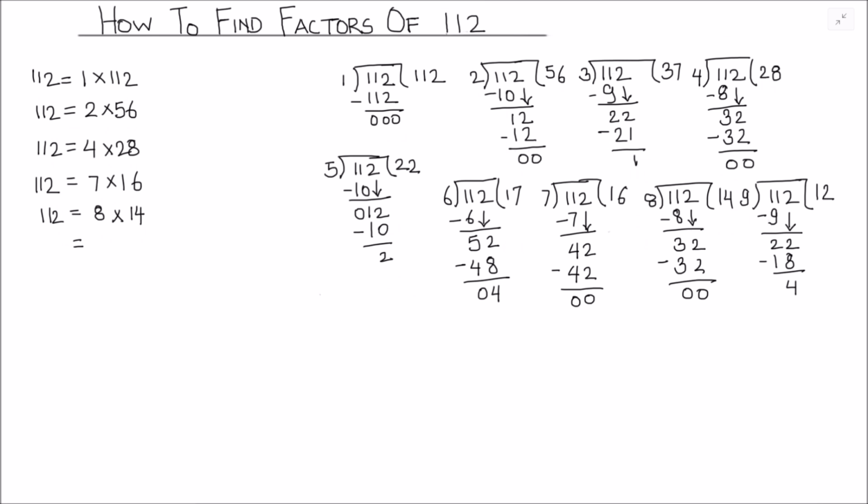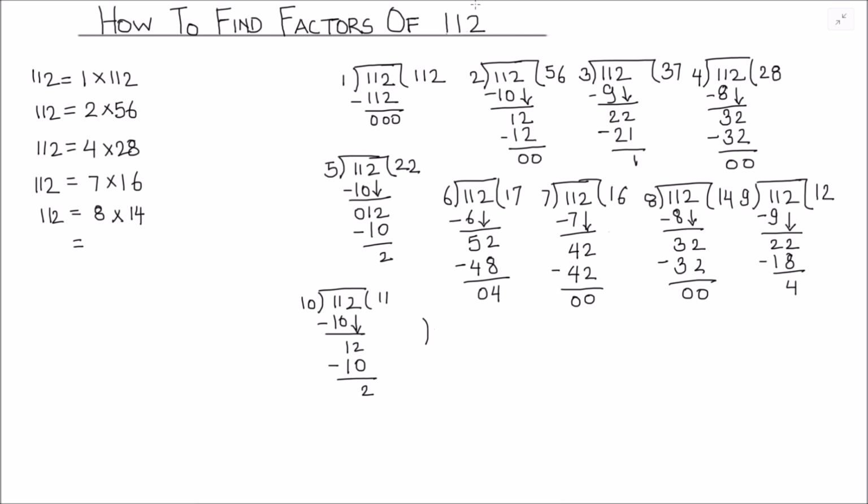Next we'll divide 112 by 10. So 10 times 1 is 10 and 1 is remainder. Then we'll drop down 2. 10 times 1 is 10 and 2 is the remainder. So 10 is not a factor of 112.